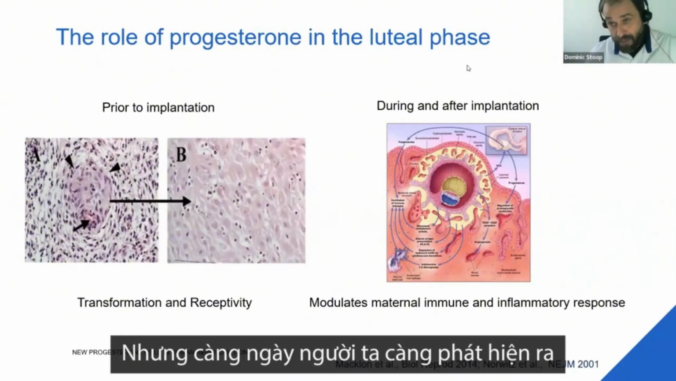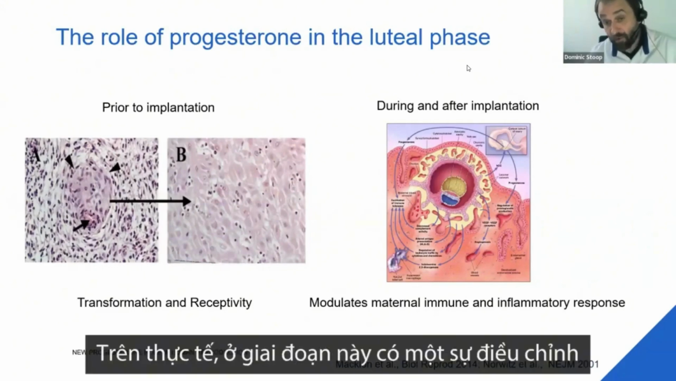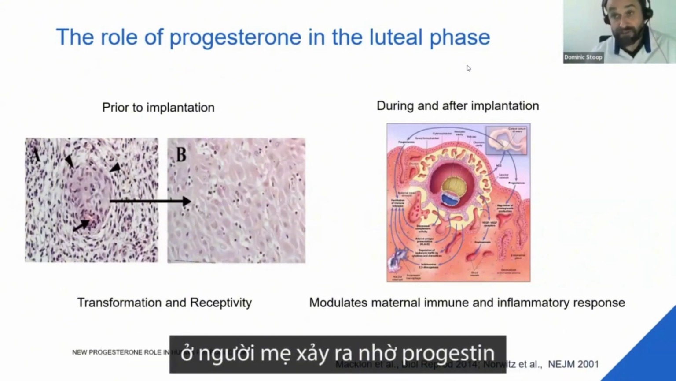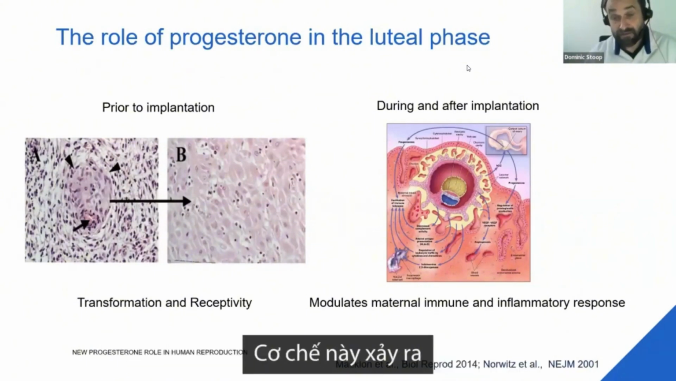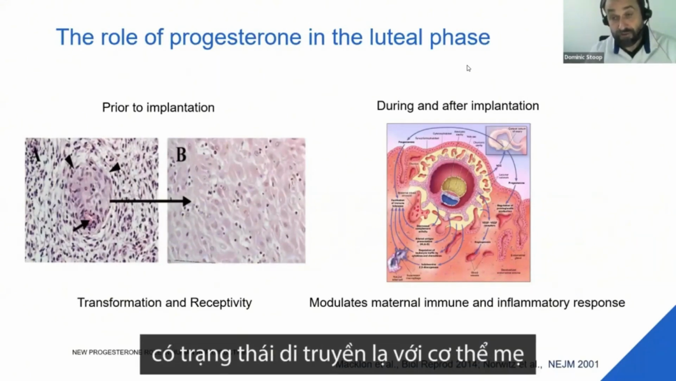But many more complex things are happening at the same time. There's a whole modulation of the maternal immune system and inflammatory response which is taking place because of progesterone, and this has everything to do with the fact that half of the embryo is genetically foreign to the mother's body.